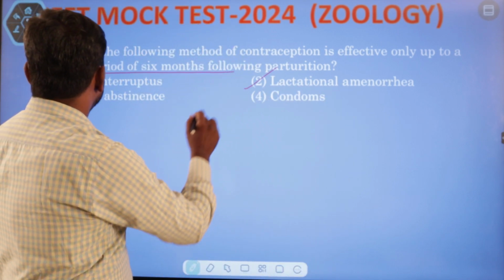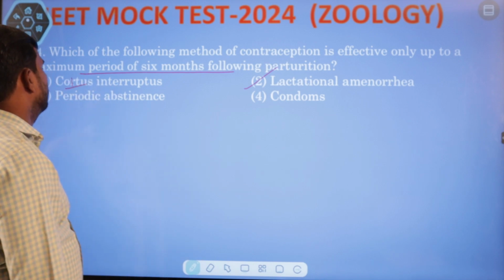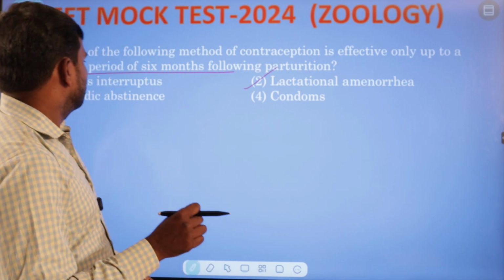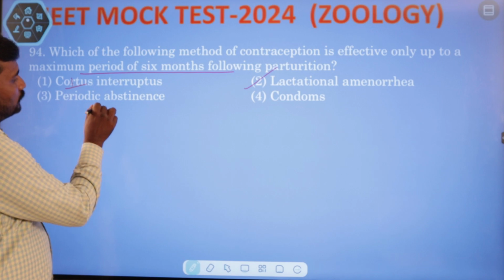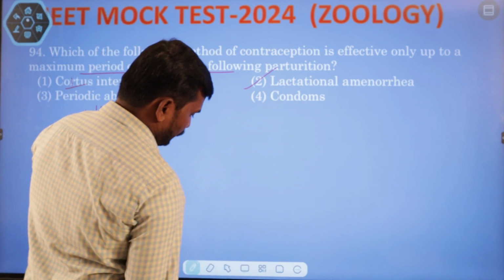The condom is a barrier method. The method called coitus interruptus is also a barrier method. Periodic abstinence means preventing the sexual act during the ovulation period, 10 to 17 days, called periodic abstinence. So the correct answer is lactational amenorrhea.